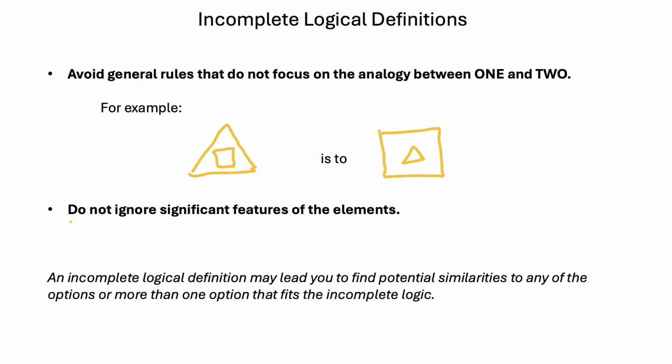And moreover, you should not ignore significant features of the elements. These questions usually do not add redundant features to sift through, so consider everything as at least potentially important. And remember, an incomplete logical definition may lead you to find potential similarities to any of the options or more than one option that fits the incomplete logic. So this is something you should take care to avoid.